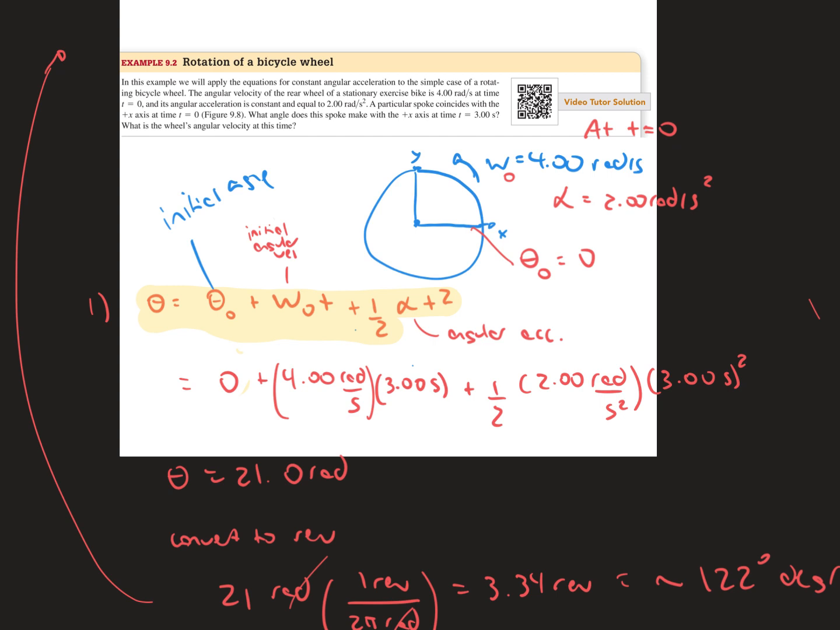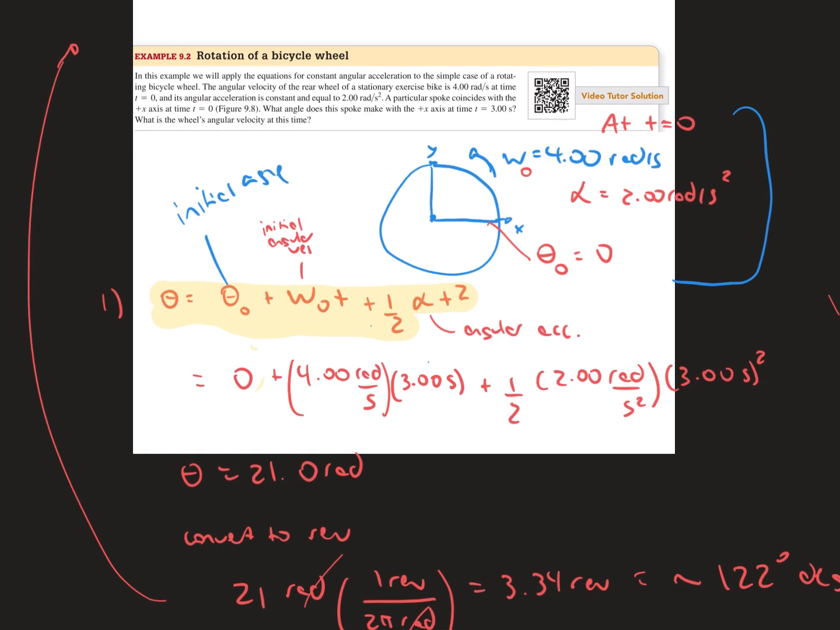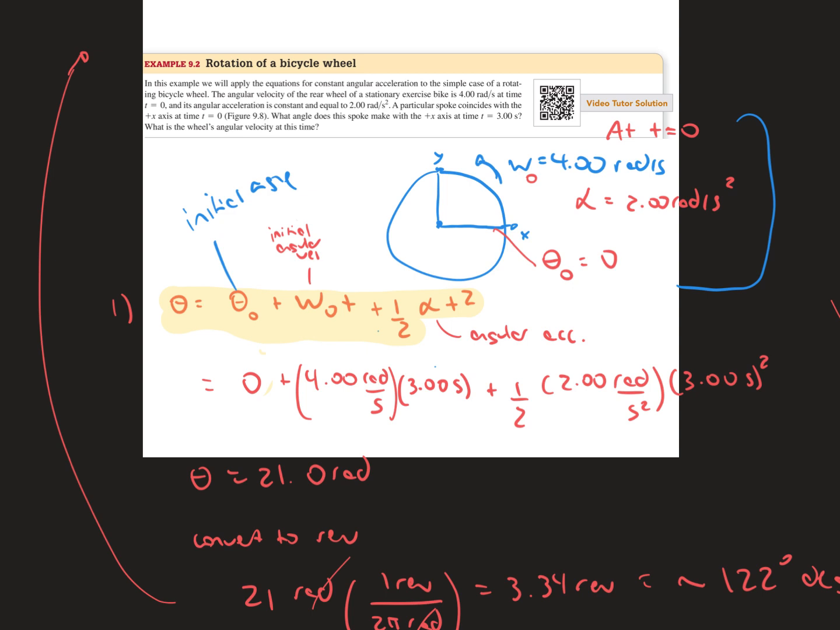So first, we draw everything that's being said in the question so we can easily plug it into whatever formula we're going to use. Now there's a formula to find the angle that this spoke makes with the axis at time equals 3 seconds.